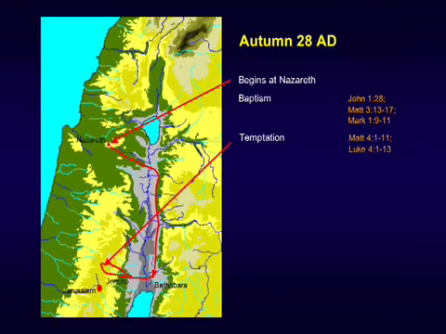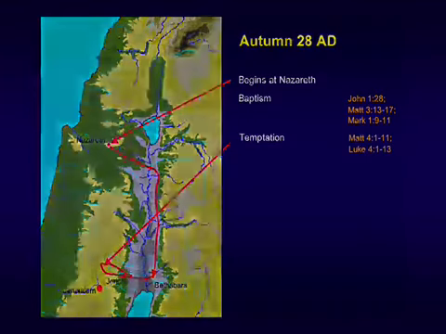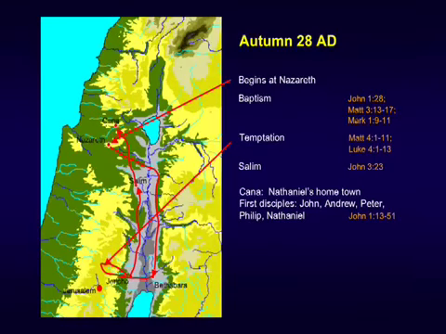And I want you to notice where Jerusalem is with respect to Bethabara. See that distance? You're looking at like 20 miles, as I remember. That's a long walk. If you're living in Jerusalem, you want to find out what this guy is doing in the Jordan. Then up to Salem, according to John, then to Cana, which is Nathanael's hometown. And that's where the first disciples, John, Peter, and Andrew, Philip, and Nathanael, are selected in the first chapter of John.